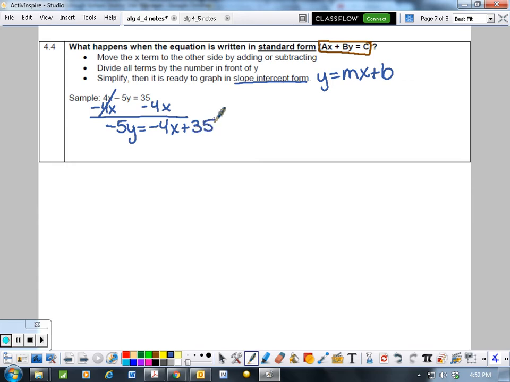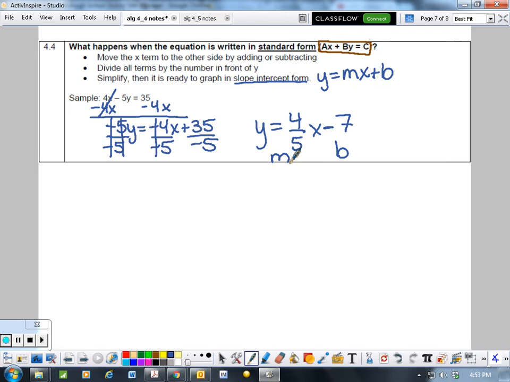And now I divide everything by the number in front of y, so I divide by negative 5. We always save dividing for the end, because that way we don't really have to deal with the fractions that are left behind. So the 5's cancel, the negatives cancel, and this gives me y equals 4/5 x, and then 35 divided by negative 5 gives me negative 7. So now all of a sudden I have a y-intercept value of negative 7 and a slope of 4/5, and it allows me to graph that line.